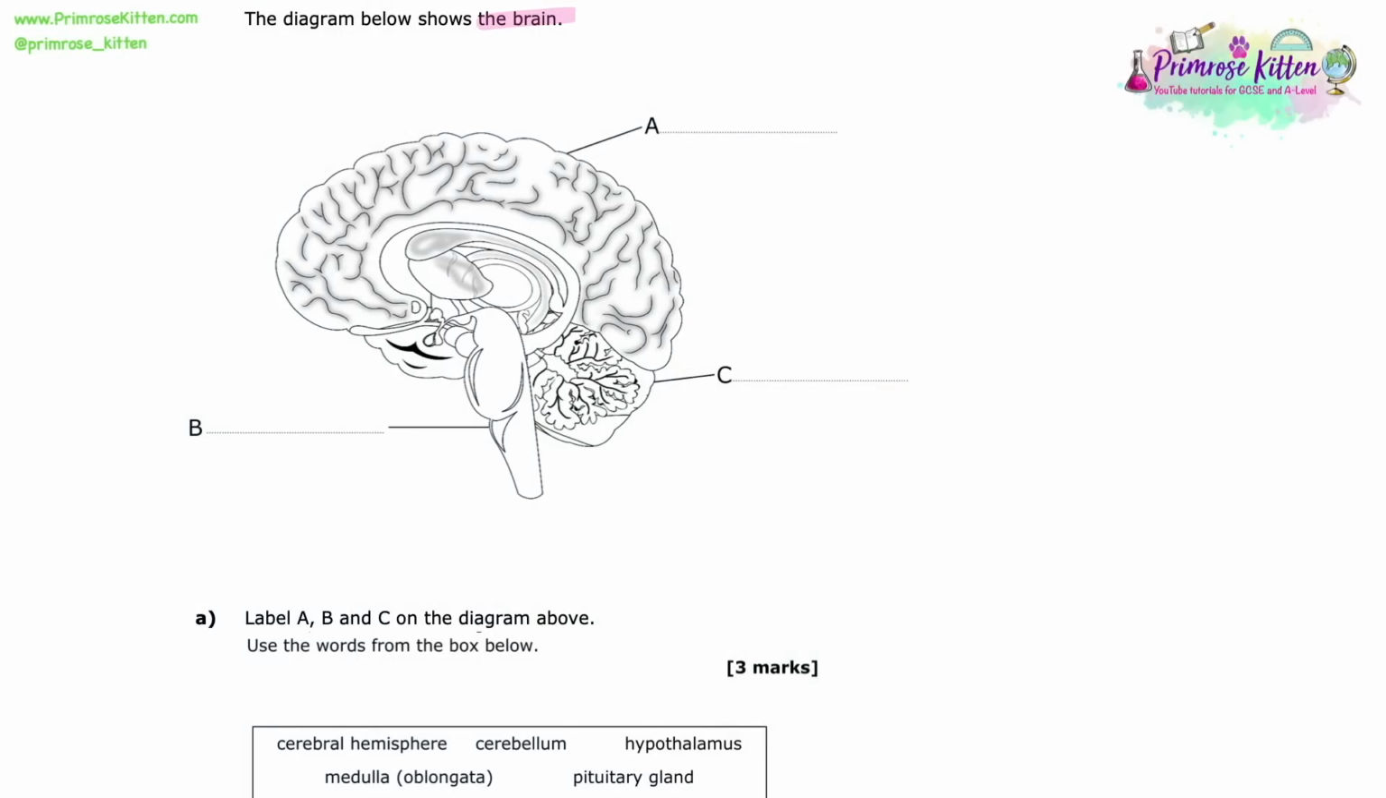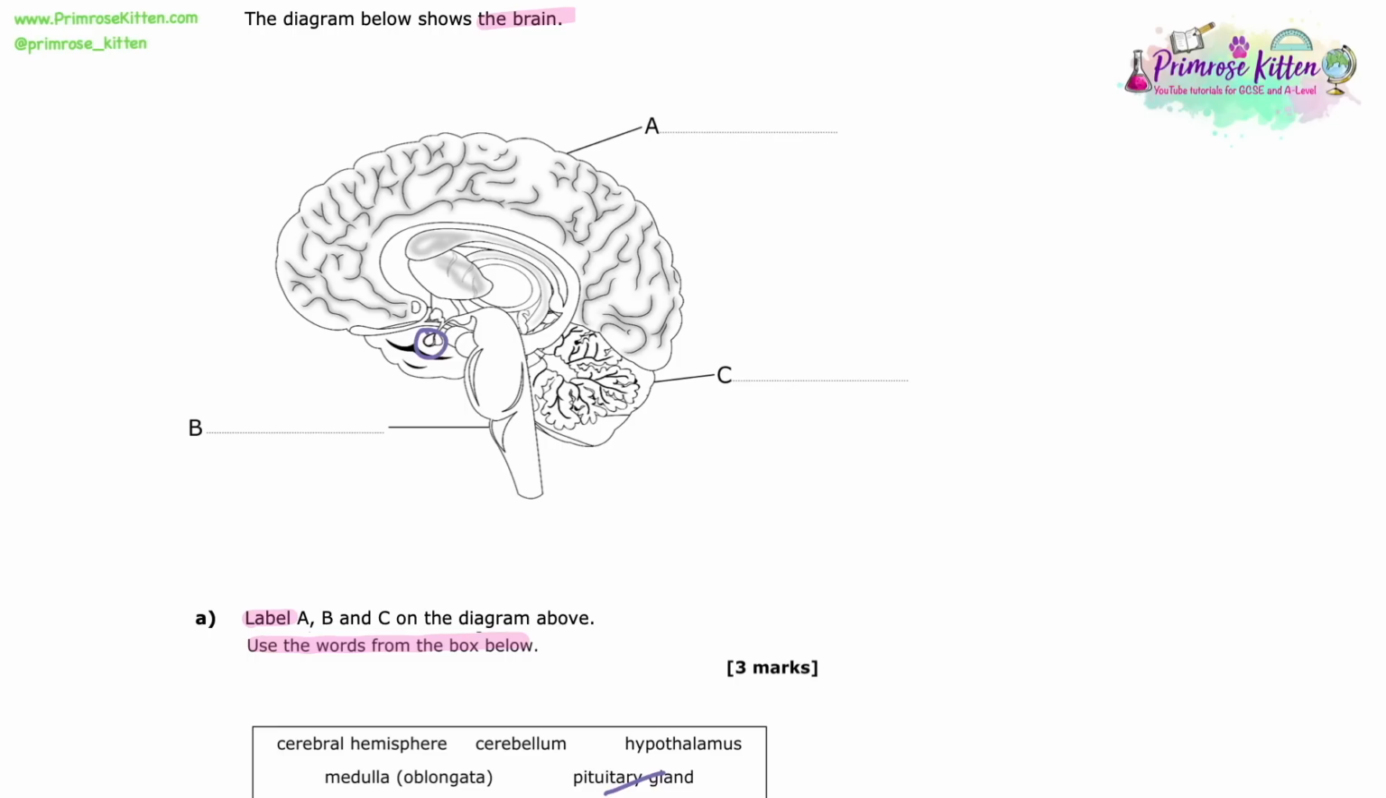The diagram below shows the brain. And it wants us to label A, B and C on the diagram above. So it wants us to use words from the box below. So just making sure that if we can, maybe we could eliminate some words from the box that we don't need, that we know are wrong answers to start with.